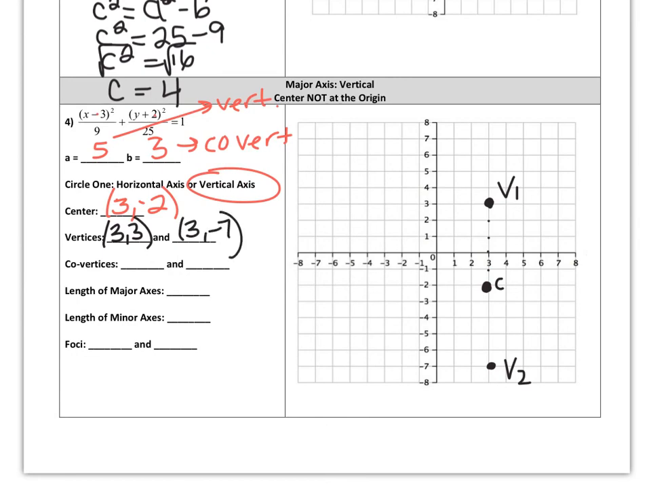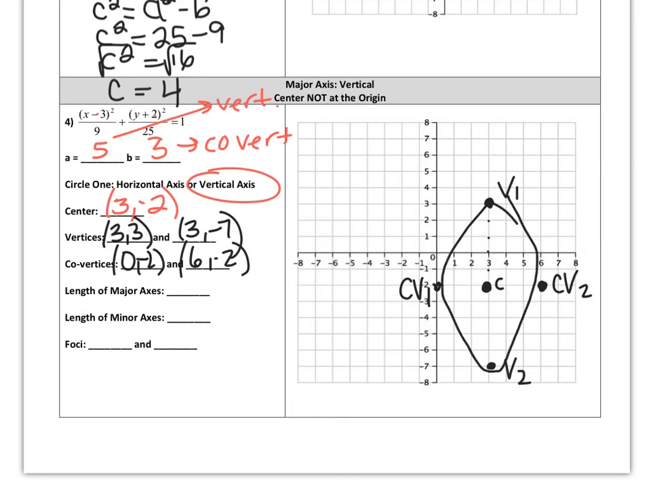Now my co-vertices are the b value of 3, so I'm going to go over 3 from the center. We'll call this co-vertex 1, co-vertex 2. So those values are (0, -2) and (6, -2). And this is my ellipse. And the major axis is here. This distance is 5 and 5, which makes 10. My minor axis goes this way, which is 3 and 3, which is 6.